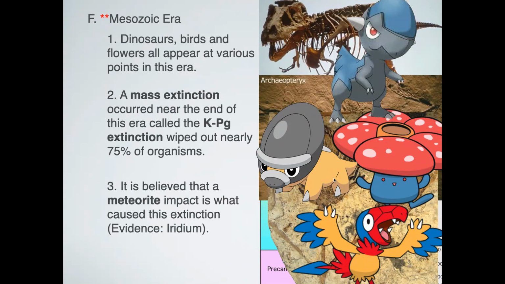We have some evidence for that. We have iridium, which isn't very popular in the Earth's crust. There isn't a lot of iridium, but it does appear in meteorites. And if you look at rock layers from this era between the Cretaceous and the Paleocene, there's a lot more iridium than there should be. And so that's why we're fairly certain that it was a meteorite impact, among other pieces of evidence.